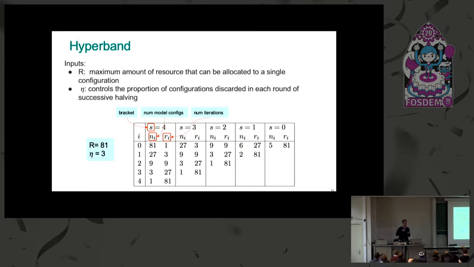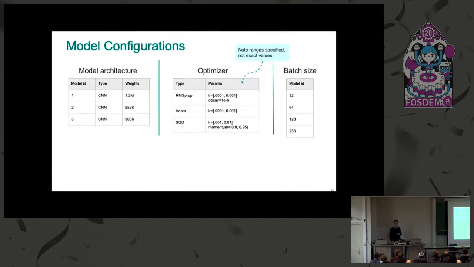But if you run according to this schedule, for example, you start with picking 81 different models, you train it for one iteration, then you pick the best 27, you train it for three more, and you proceed through these brackets, then this is a way of automating the model selection approach. So we do that here.